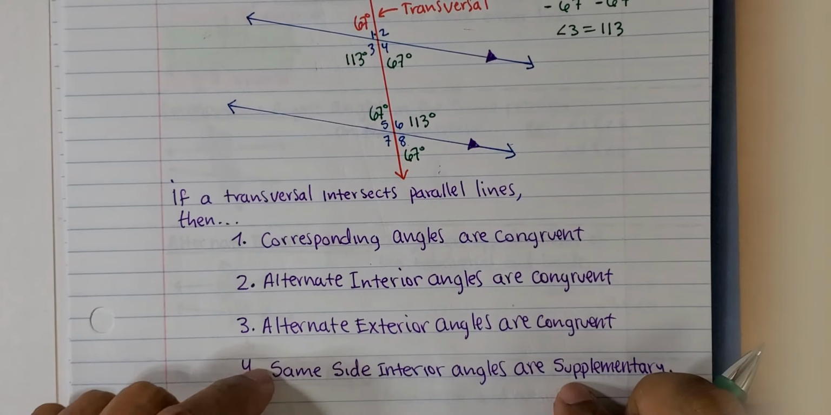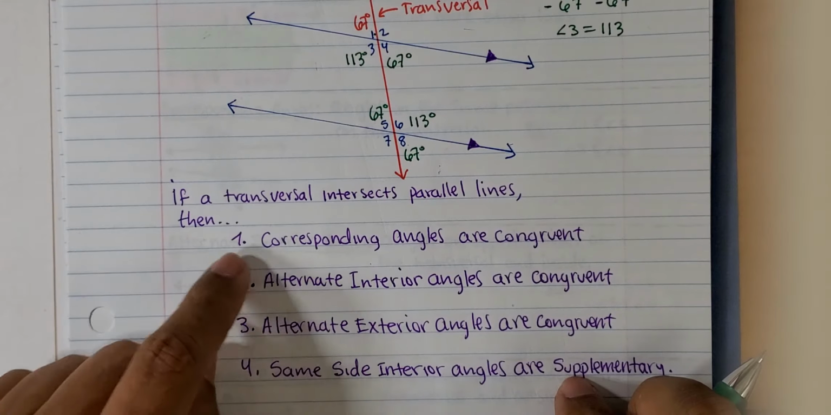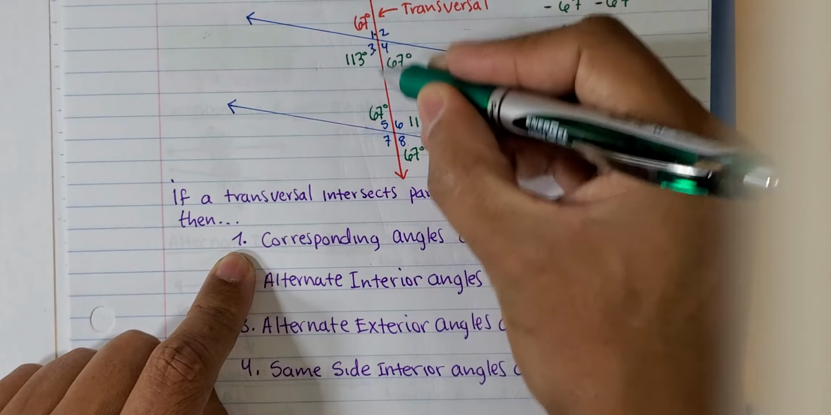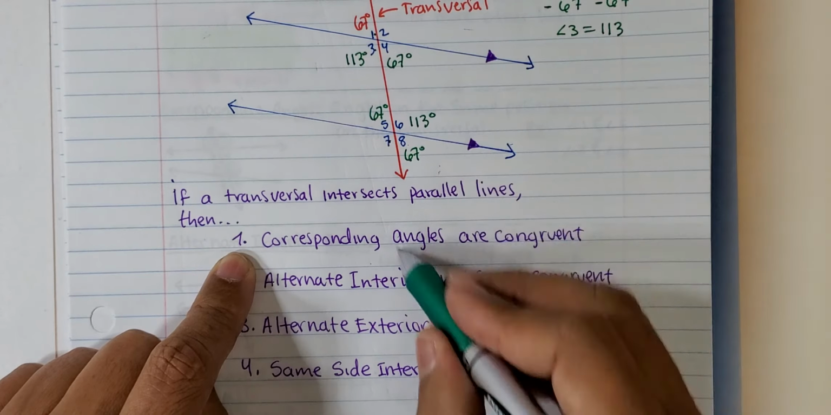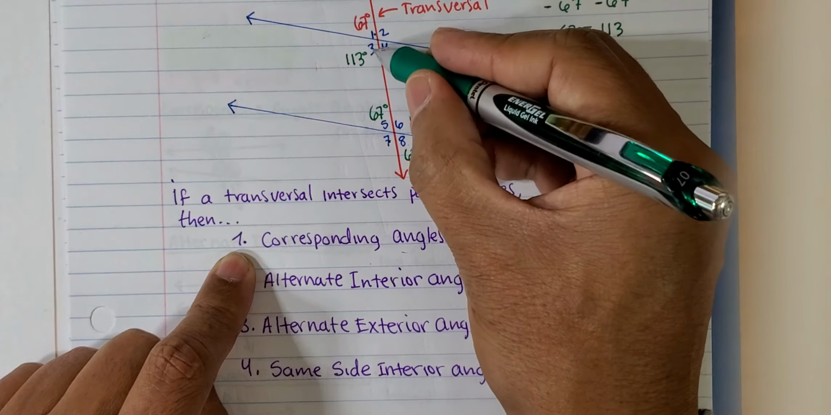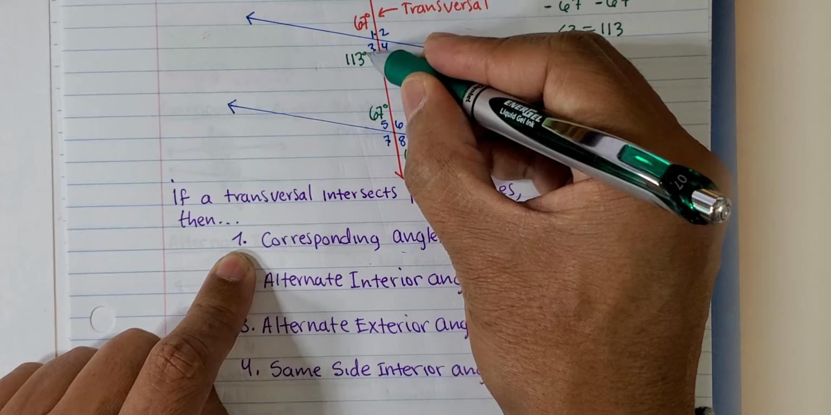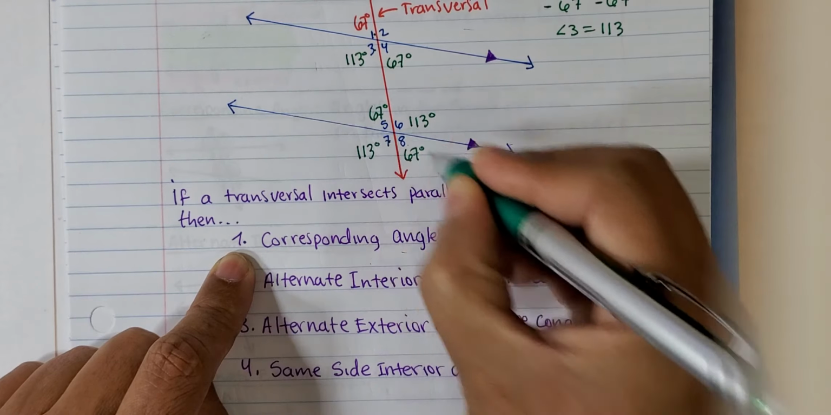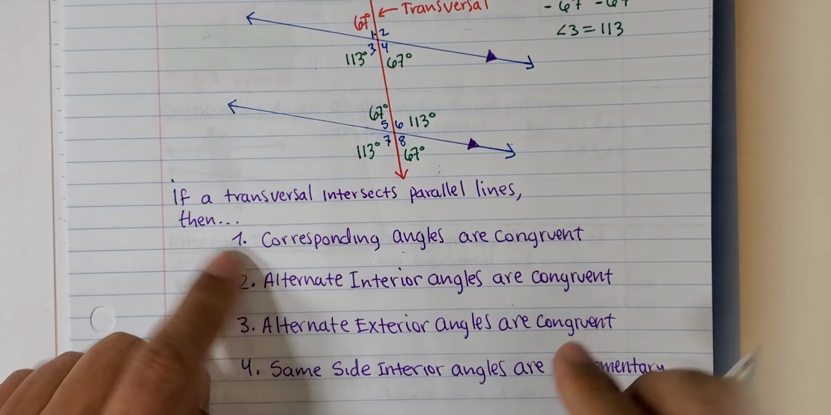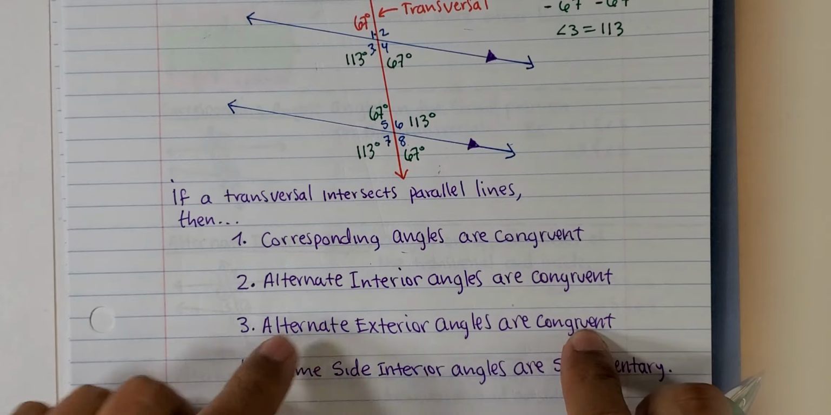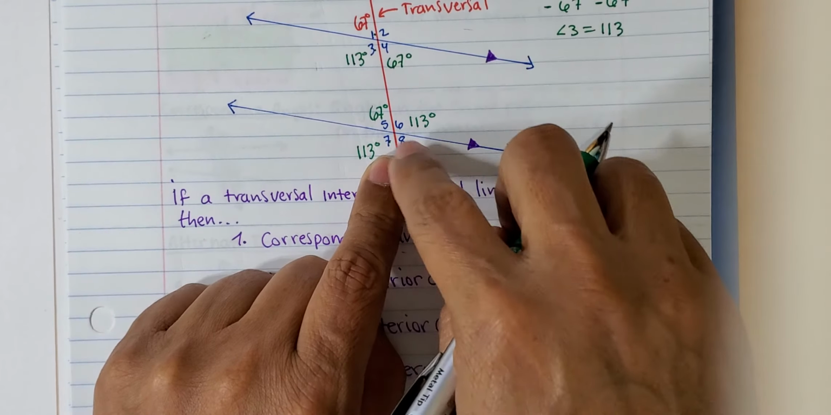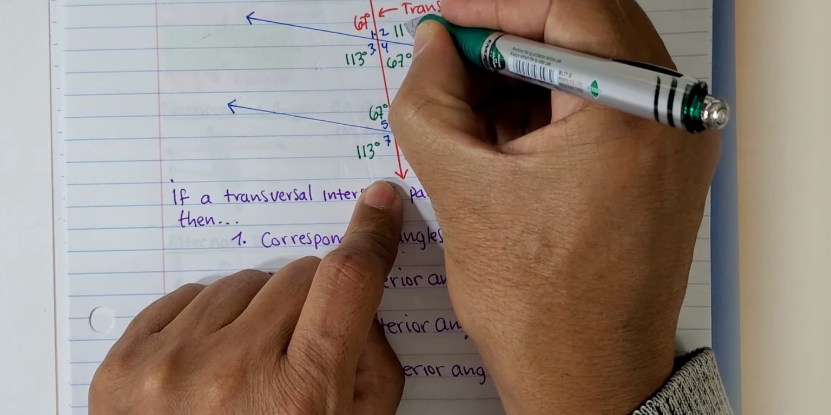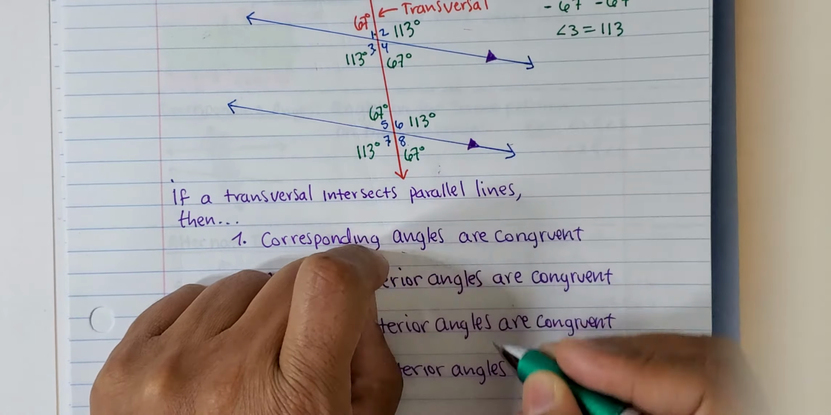So what other property can we use? I think we've used them all. Let's go back to property number 1. I see that angle 3 and angle 7 correspond, and this is saying that corresponding angles are congruent. So if angle 3 has a measure of 113, then angle 7 better also have a measure of 113 degrees. Now I'm going to use alternate exterior angles are congruent, and I know that 7 and 2 are alternate exterior, which means that angle 2 also has a measure of 113 degrees.